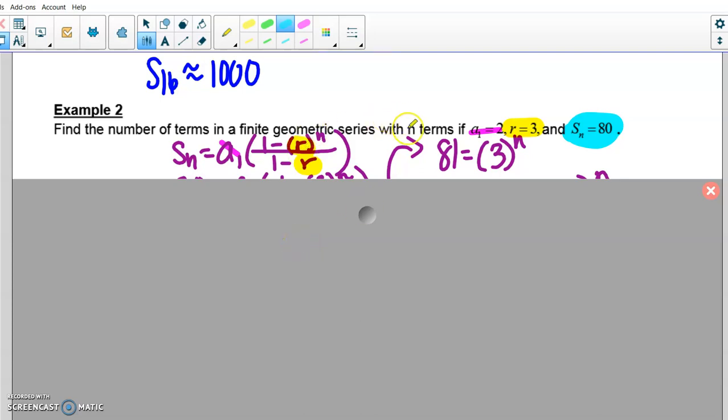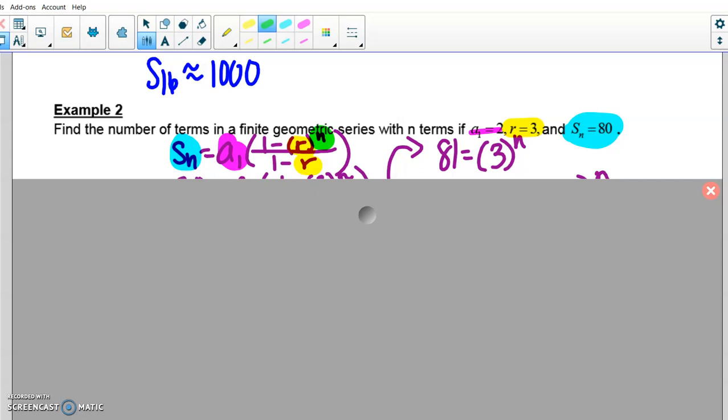On this one, I know that when I add up however many terms, I don't know how many terms I added up, that's what I'm solving for, but I know when I added up these terms, I got that the sum was 80. So I know that part's 80. So we know everything except for this n. We have to solve for that exponent. And the reason these are tricky is because what we're solving for is an exponent.